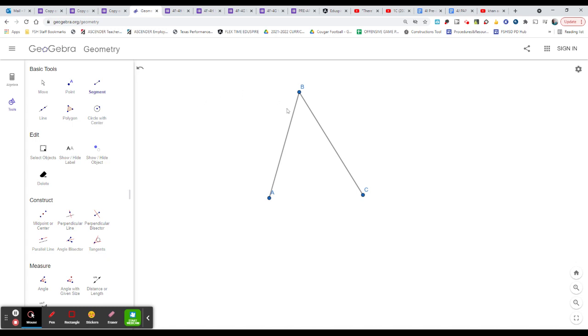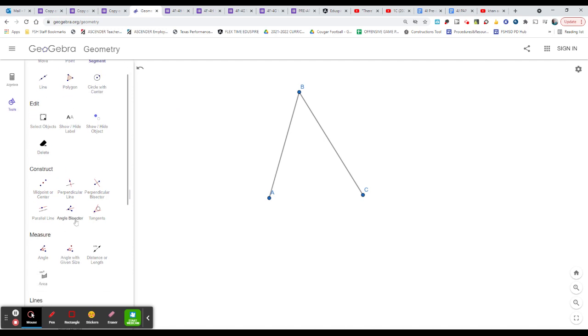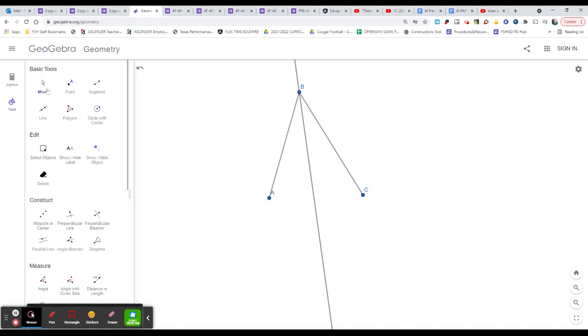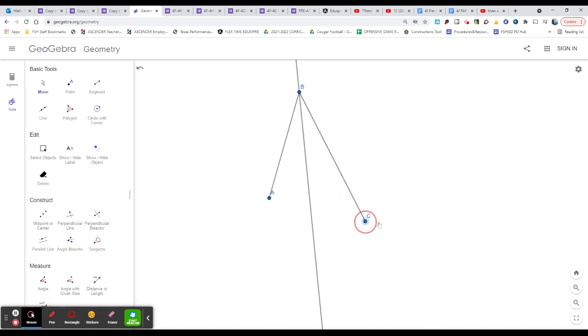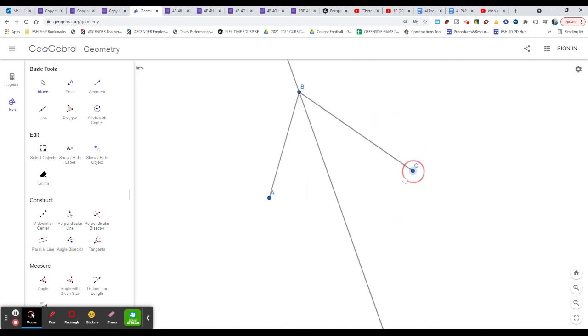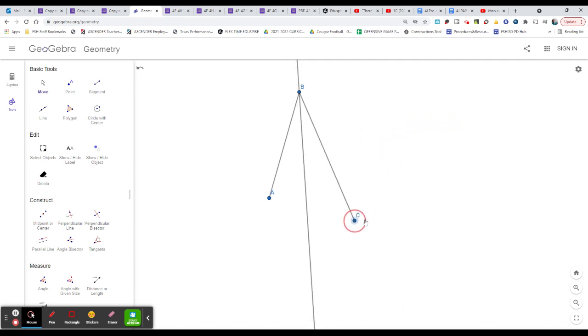So here's what we got. We have an angle, and I'm going to do the angle bisector. I can hit this angle bisector tool down here, click the three vertices of the angle, A to B to C, and voila! This line that cuts through there is the angle bisector of that angle. Kind of like with perpendicular bisectors. What's cool is that when I open the angle up, the bisector moves with it, so it's very interactive.